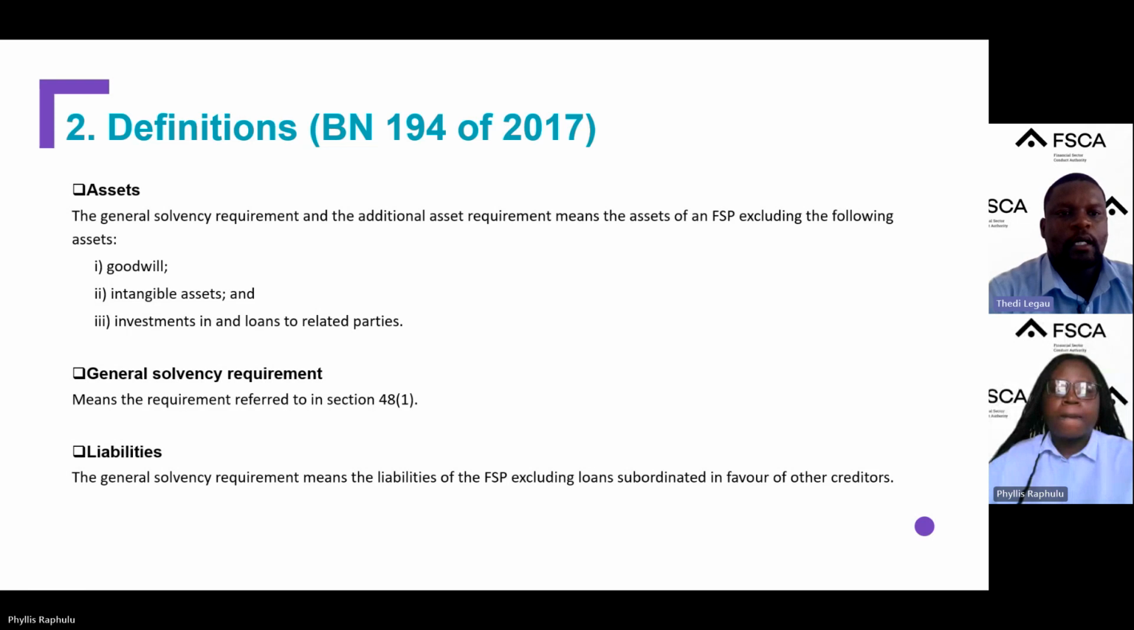In terms of the assets pertaining to the general solvency, we will be deducting from the general assets goodwill, intangible assets, as well as investments in related parties, in order to obtain the actual assets value of a particular FSP. From the liability side, we will be deducting loans subordinated in favor of other creditors. Those will be deducted to obtain the actual liabilities of a particular FSP.